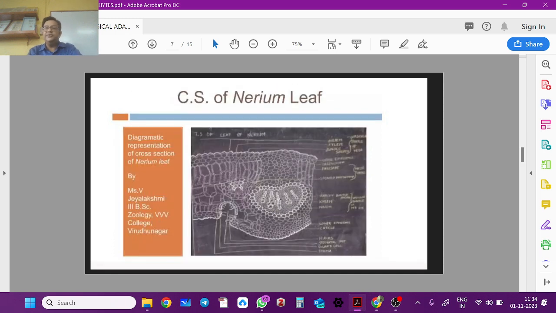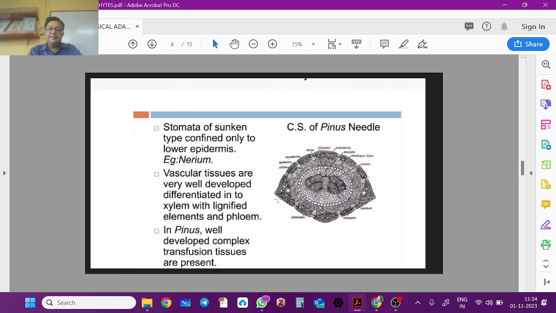I've shown you the CS of nerium leaves. And here I've told that the stomata is sunken in the lower epidermis, inside. Vascular tissues are very well developed: xylem, phloem, spongy parenchyma. In fine, well developed complex transfusion tissues are present.